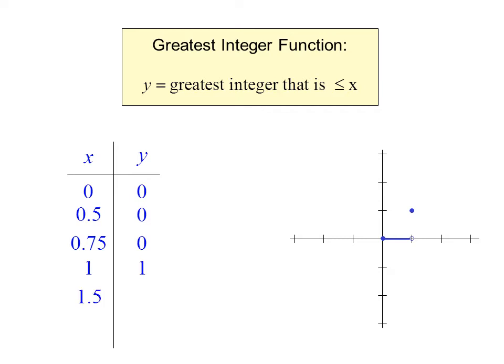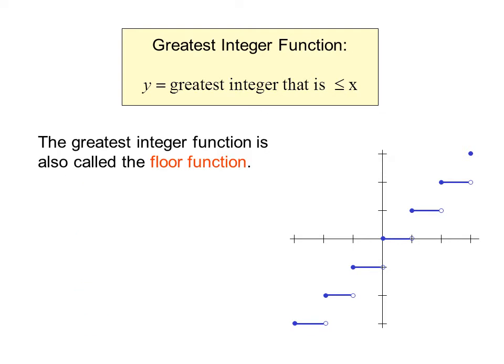Now, if we try x equals 1.5, the greatest integer that is less than or equal to 1.5 is 1. And we continue this pattern. At 2, we get another step, because the greatest integer that's less than or equal to 2 is 2. The graph looks like this, which kind of reminds us of a staircase. The greatest integer function is also called the floor function.